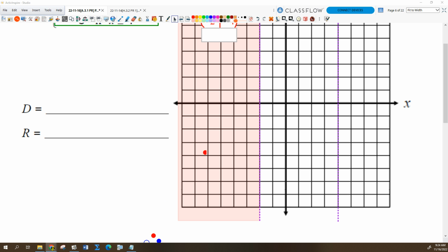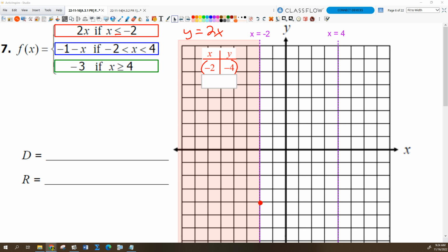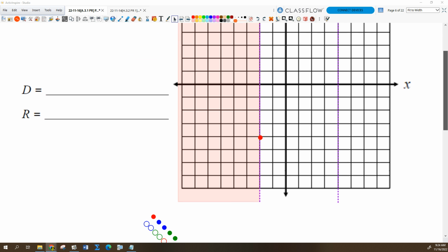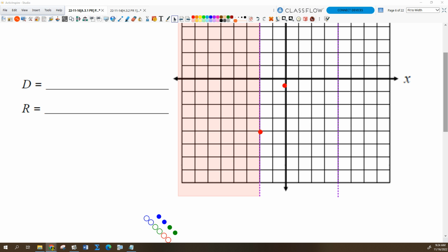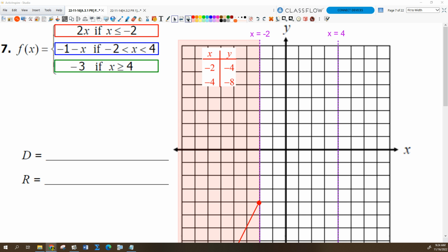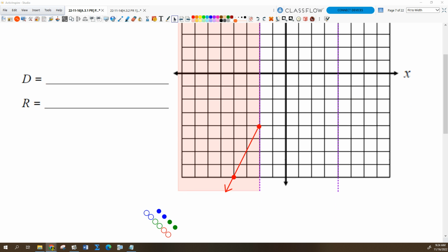So I'm going to grab a solid point and come up here to negative 2, negative 4, and put a point there. Now all I've got to do is pick another convenient point. How about another value of x that's in the red region? Like, how about negative 4? If x is negative 4, y is negative 8. So I would create another point over here at negative 4, negative 8. And that's what I would get in the red region. It's really not a line, it's a ray. It starts at this point and goes forever to the left.